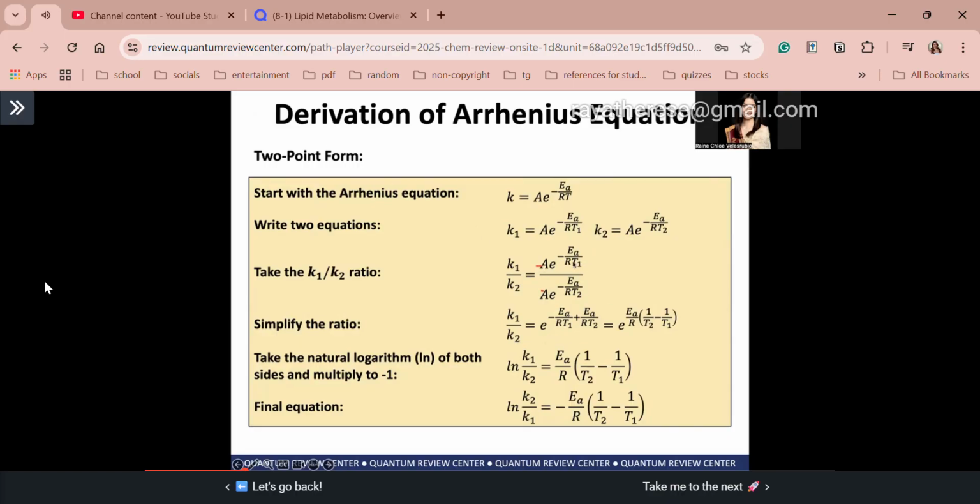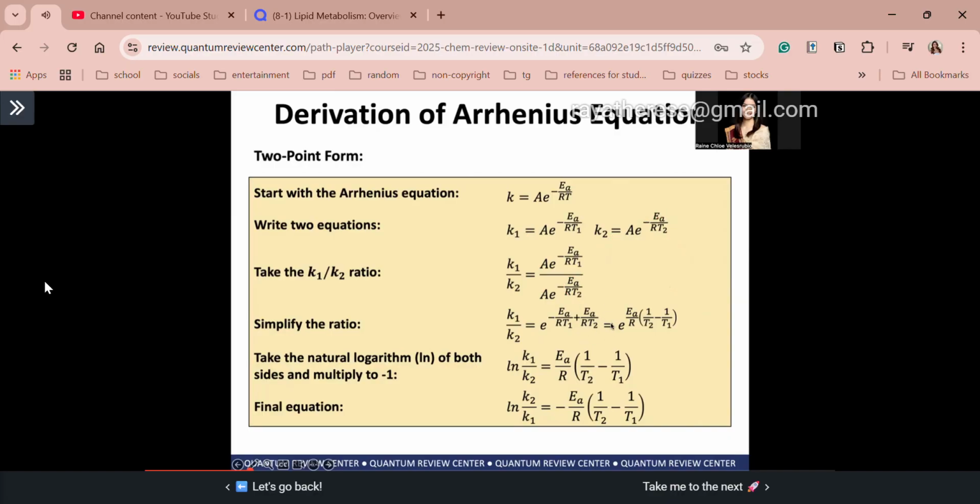And then next, guys, let's combine negative EA over RT1 and negative EA over RT2. So guys, this is in the inverse, right? So we can simply, what? Put it on the numerator side. And the numerator of this, if you have here EA over RT2, the equivalent of this, guys, is just E to the power of EA over RT2, right? Because it's in the denominator, it's a reciprocal. Okay? That's why the equation became like this.